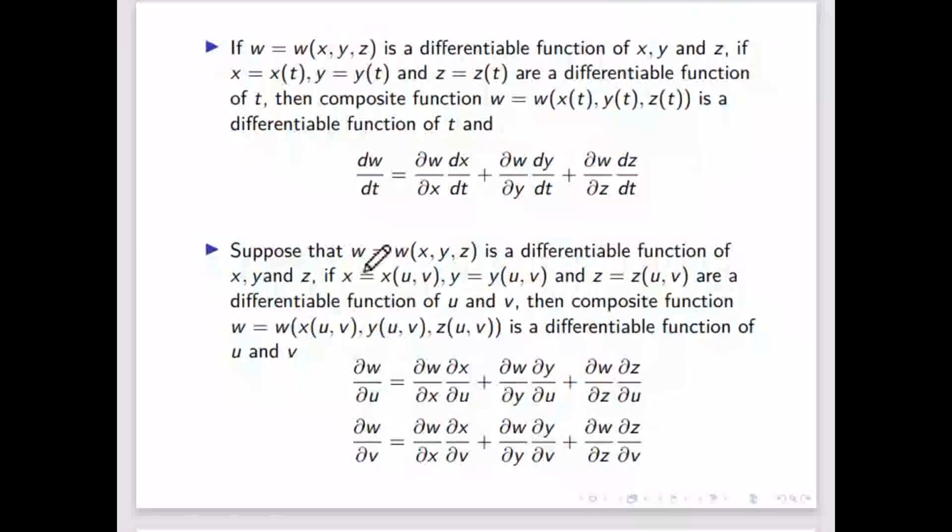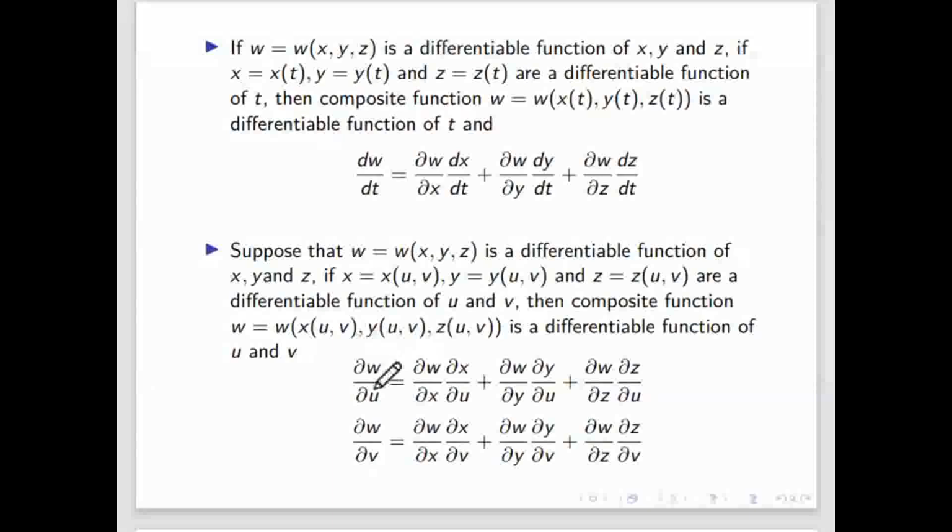So now w is overall a function of u comma v, because x is a function of u comma v, y is also a function of u comma v, z is also a function of u comma v. So w, overall, will be a function of u comma v. Since w is a function of u comma v, two derivatives are possible. One is del w by del u and another one is del w by del v.